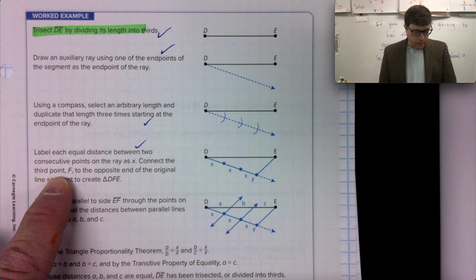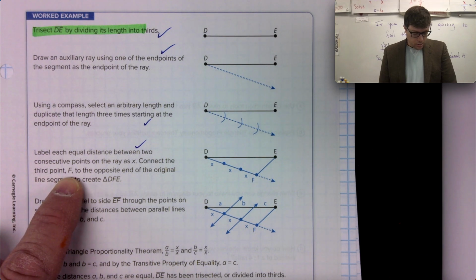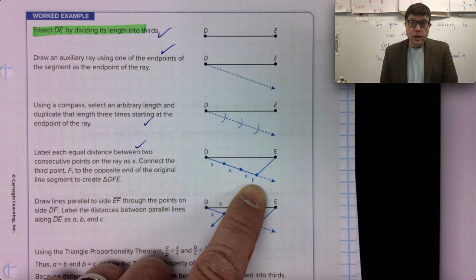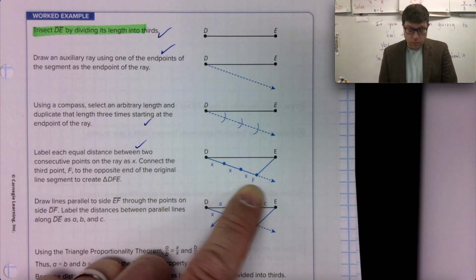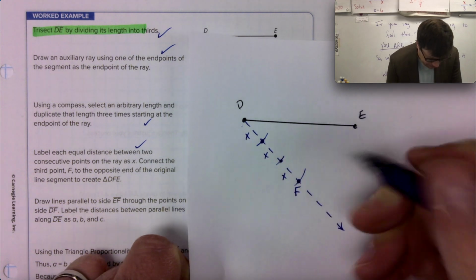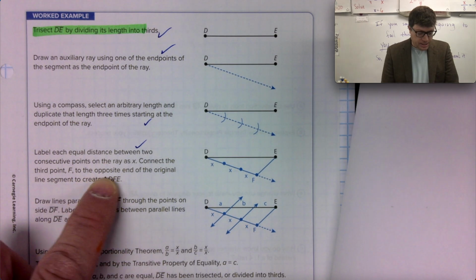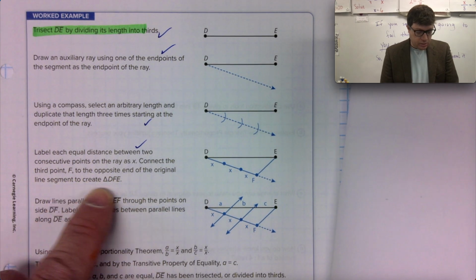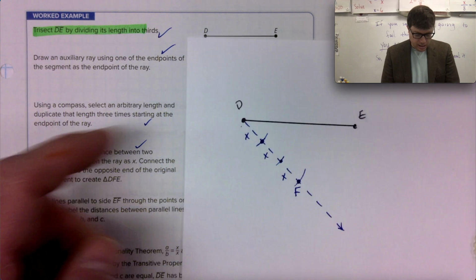Connect the third point F. Why is it F? Oh, because they put it on there. They actually labeled that third point. So this third point is going to be called F. Okay, that's done. To the opposite end of the original line segment to create triangle DFE.